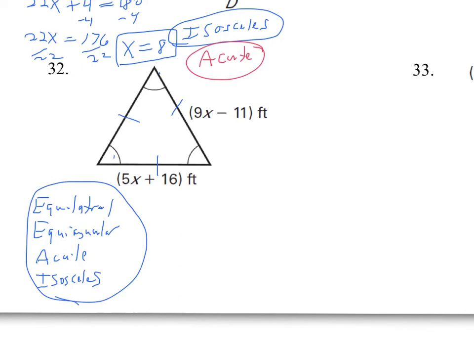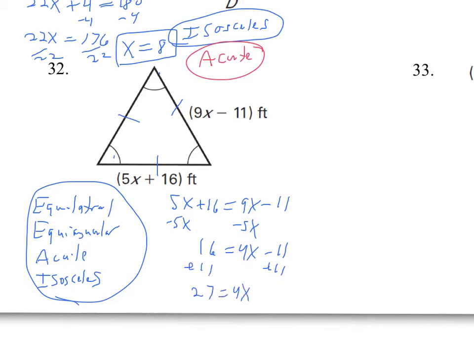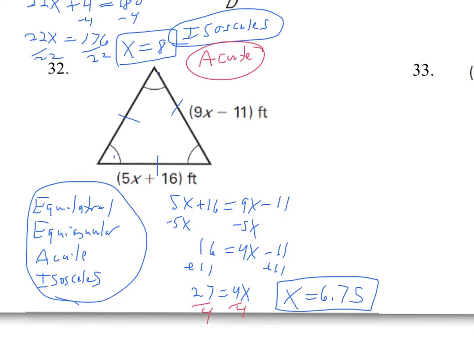Now we still have to solve this, but if we know that these two sides are equal, we can just set them equal to each other and solve. So let's see here, I'll subtract 5x from both sides, and then I'll add 11. And it looks like this one's not going to work out completely evenly. That's okay. If I divide both sides by 4, 27 divided by 4, it comes out to 6.75. I'm not rounding, that is just what it comes out to. So there we go, we got our answers.